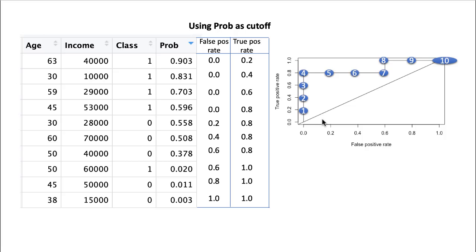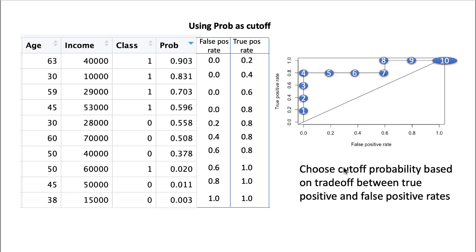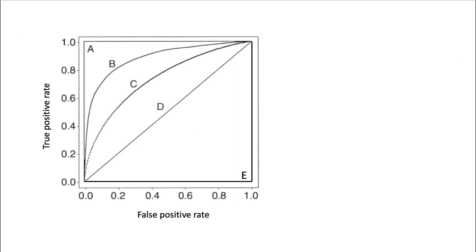You can look and see which is the point where I'm capturing most of my true positives without incurring the cost of too many false positives. Then you go and find the cutoff corresponding to that and use that as the cutoff. We'll see that again, how to do that. So the trade-off between true positive and false positive is what your ROC curve is indicating.